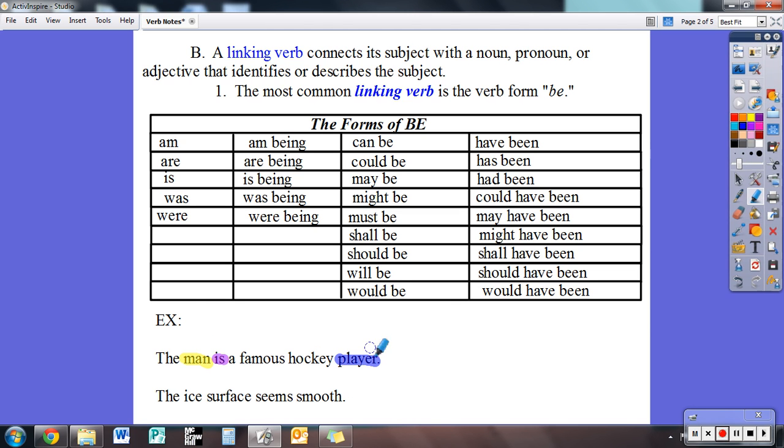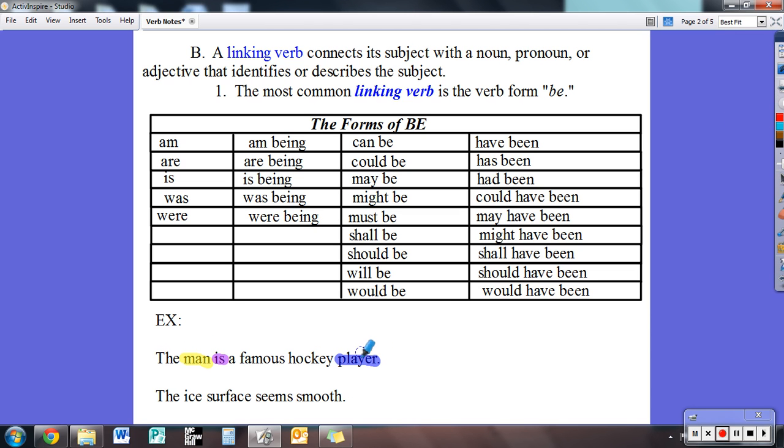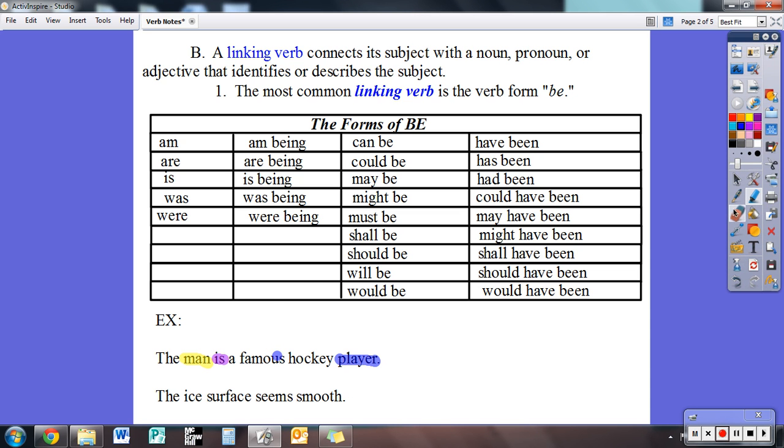Is links those together. The man is a player. And famous and hockey are describing that. So we know he's not a famous football player, he's not a famous basketball player or baseball player. We know he's a famous hockey player. And we also know from famous that people recognize him. He could just be a hockey player, but those two words are describing the player. Okay, so now the next one.